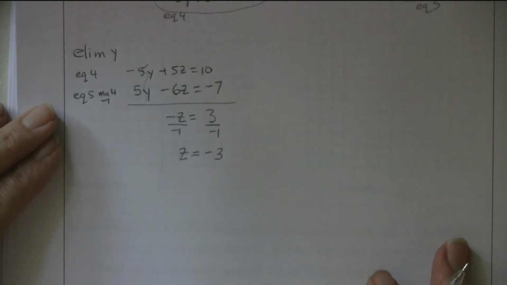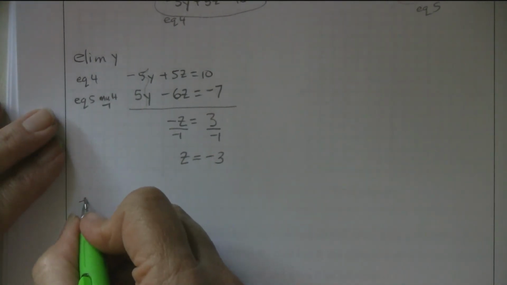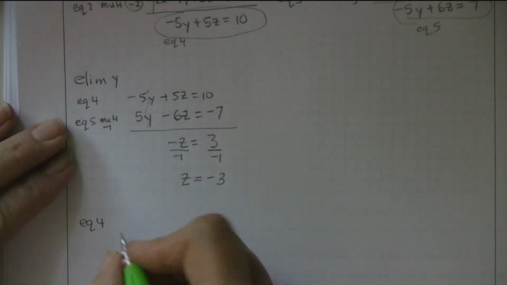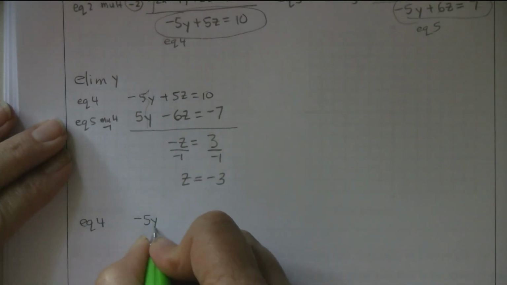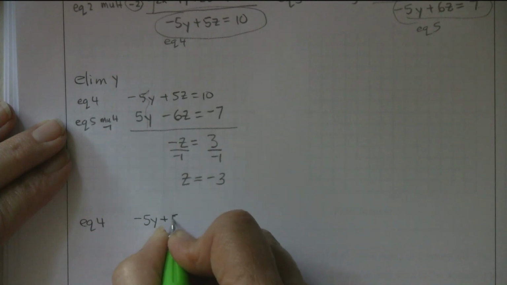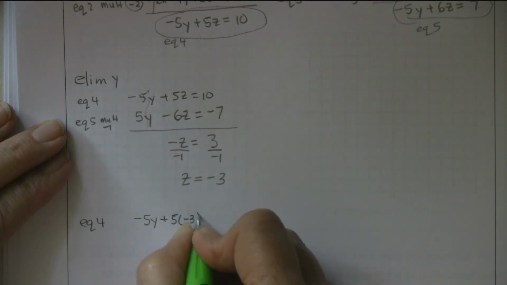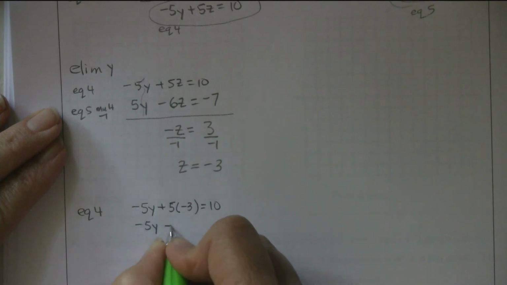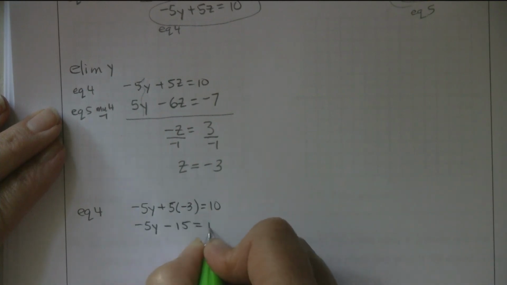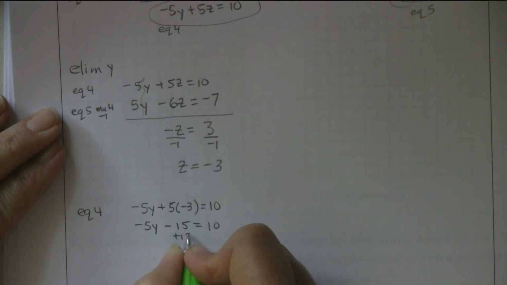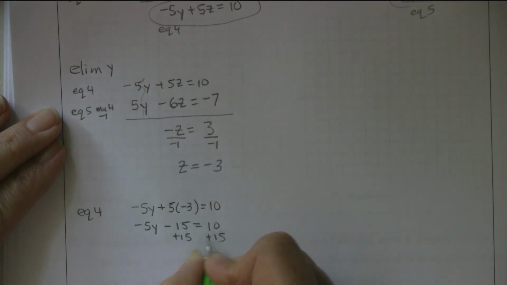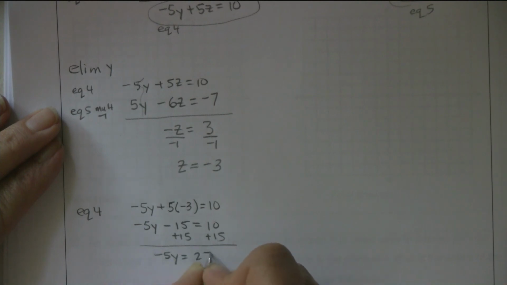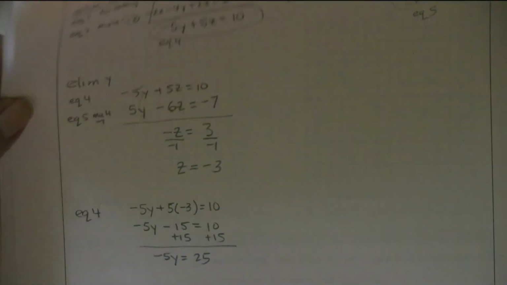And then I can go back to either equation 4 or 5. So I'm going to go back to equation 4: -5y plus 5z, z is -3, equals 10. So -5y minus 15 equals 10. So adding 15 to both sides so that I can solve for y gives 25, and I'm about to know y, right?